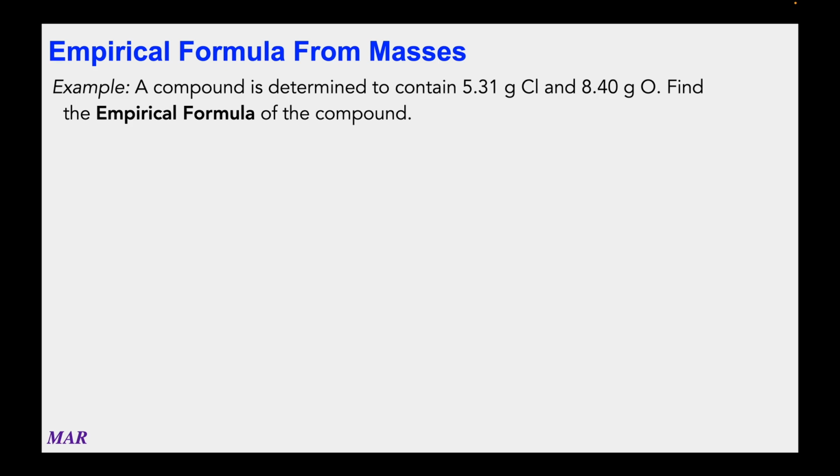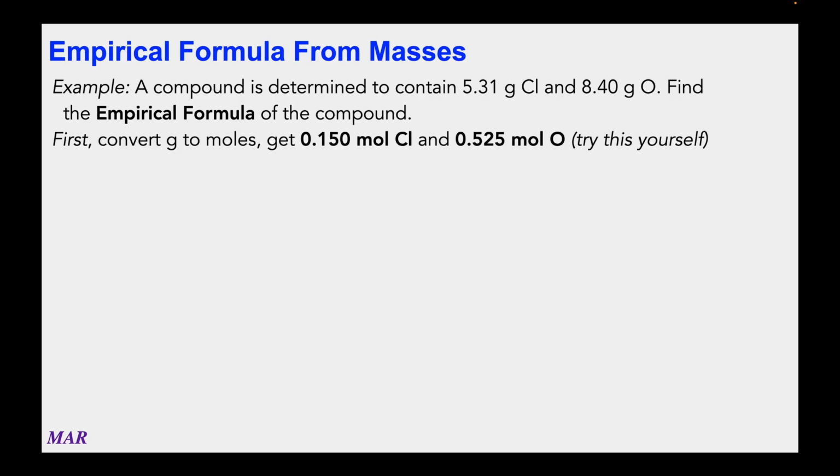So again, grams to moles, we'll compare the moles, and we'll divide the moles by the smaller moles to get the empirical formula. In this case, 5.31 divided by, I believe it's 35.45 grams per mole of chlorine, you end up with 0.150 moles of Cl. Try this on your own, make sure this is cool. And the same thing for oxygen, 8.40 divided by 16.00 grams per mole, you get 0.525 moles of oxygen. So those are the moles now of Cl and oxygen based on those mass values.